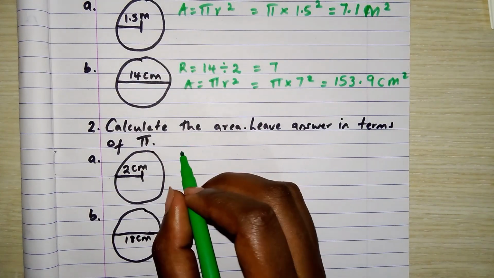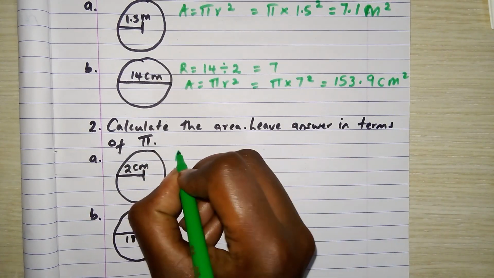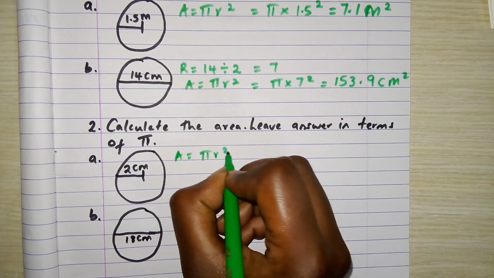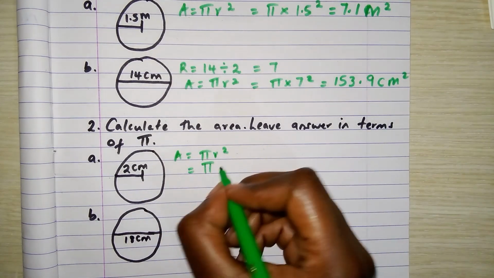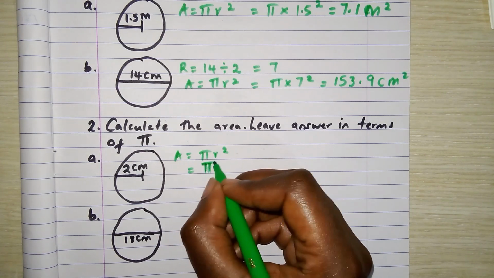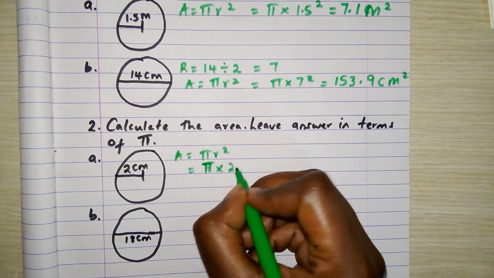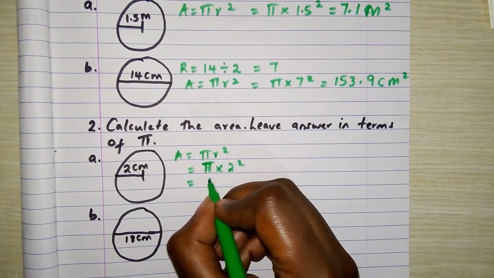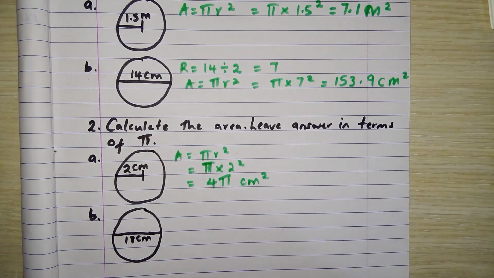Okay, number 2, calculate the area, leave the answer in terms of pi. So area equals pi r squared. So area will be pi. We don't have to use the calculator for this one because you're leaving your answer as pi. So pi times 2 squared. So that would be 4 pi, and you put centimeter squared.